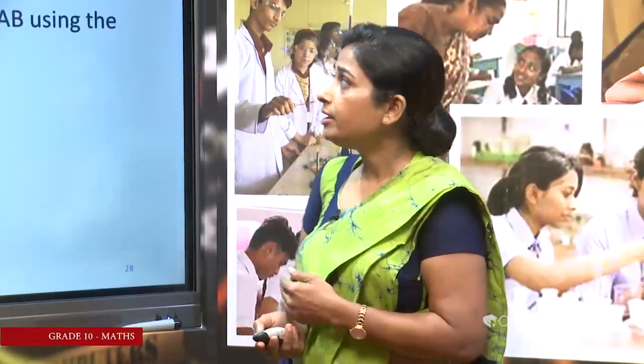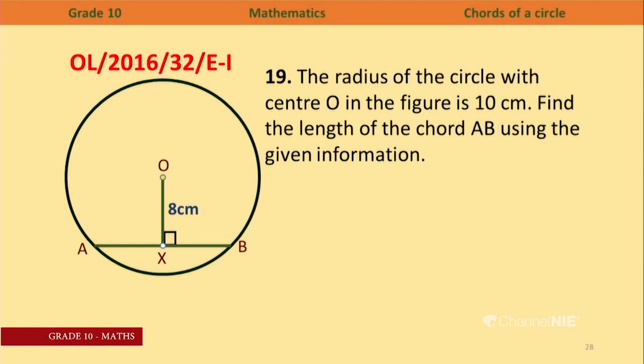Here the radius of the circle with the center O in the figure is 10 centimeter. Find the length of the chord AB using the given information. Look at that. AB is the chord. We can see a line drawn from the center to the chord perpendicularly. The length of that line is 8 centimeter. We have to find the length of the chord AB. But the radius was given. Radius is 10 centimeter.